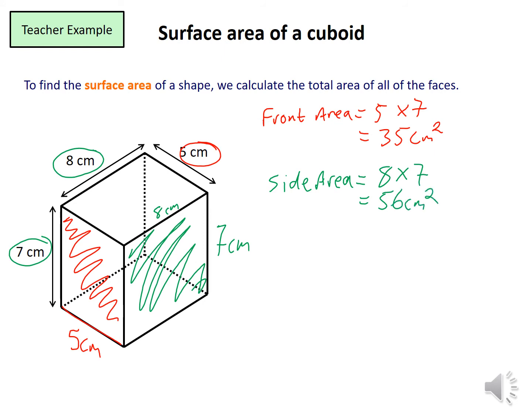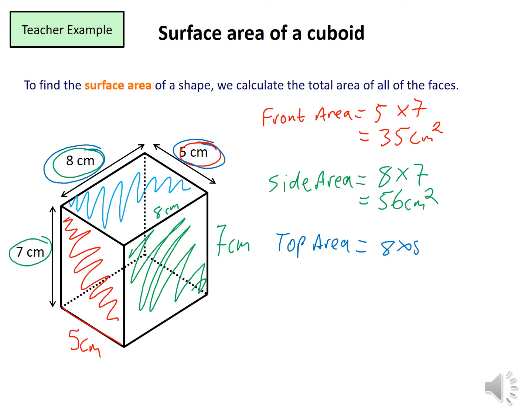And last but not least, to work out the third face, the top. Now at the top we have the length times the width to be 8 times 5. So for the top, area equals 8 times 5, which is equal to 40 centimeters squared.